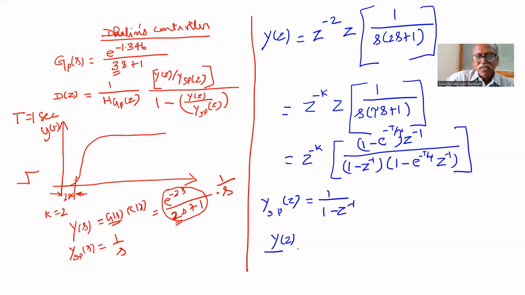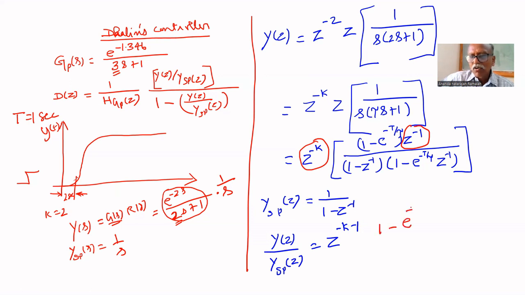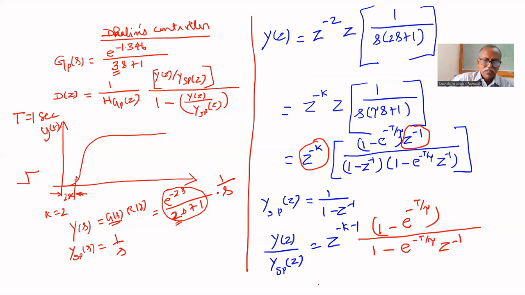Therefore, y of z divided by y set point of z equals this, with 1 minus z power minus 1 getting cancelled. Therefore, you will get z power minus k minus 1. How does this minus 1 come? Because of this z power minus 1. If you combine these two, you will get z power minus k minus 1 times 1 minus e power minus T by tau, whole divided by 1 minus e power minus T by tau z power minus 1.